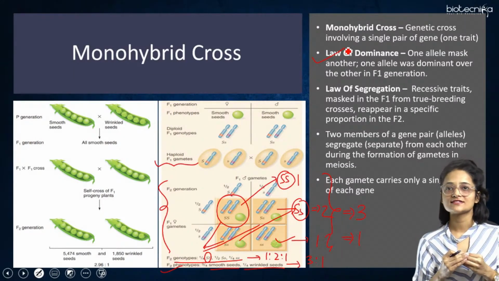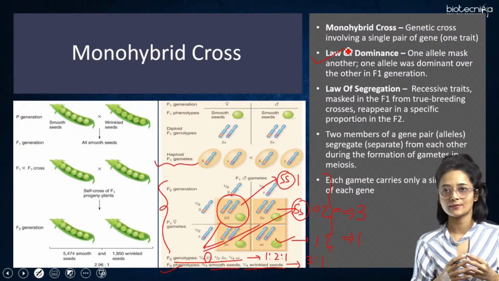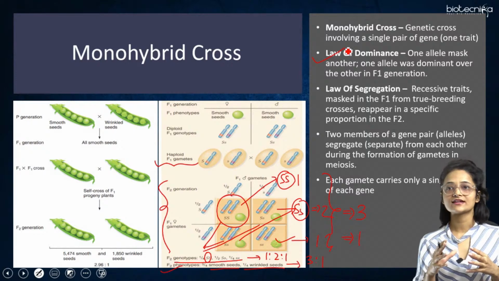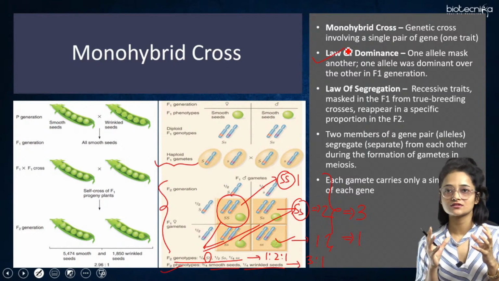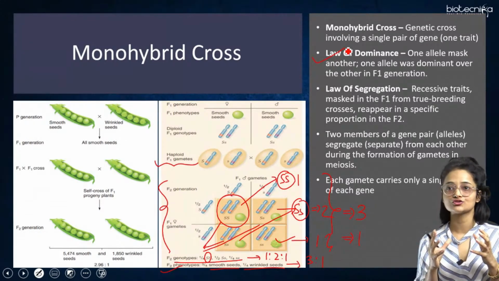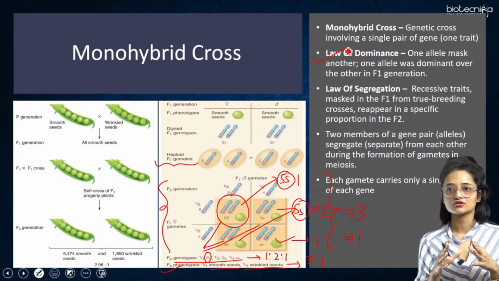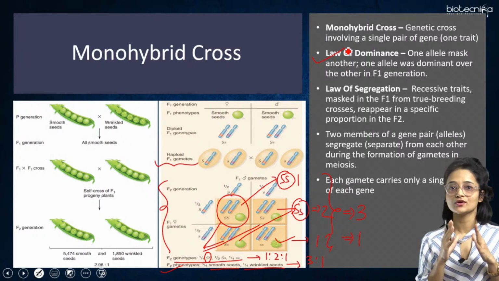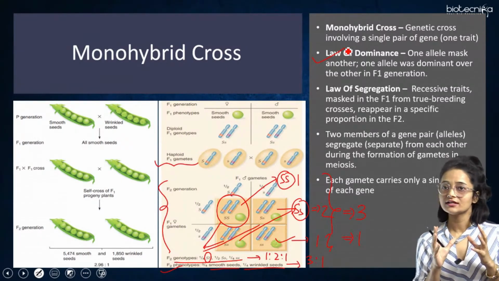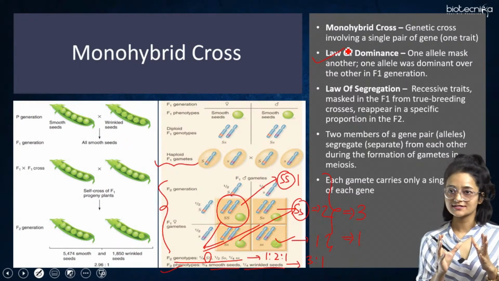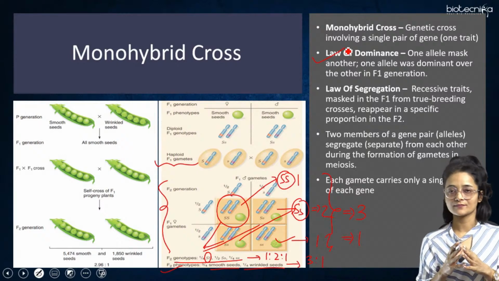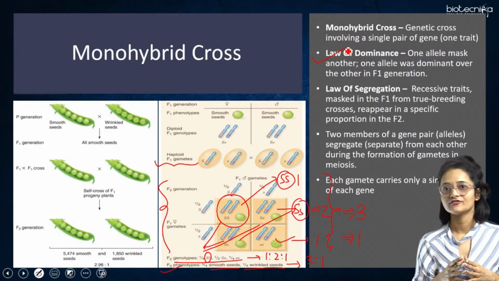Then coming to the law of segregation. Law of segregation is also applied here. Now, law of segregation is something which is a universal law, which you can say is the true law. The other laws, the law of dominance and the law of independent assortment, are not true laws. Law of segregation is the one which is the true law, because meiosis will eventually take place, and when meiosis takes place, the law of segregation is applied there. Now the recessive traits which were being masked.